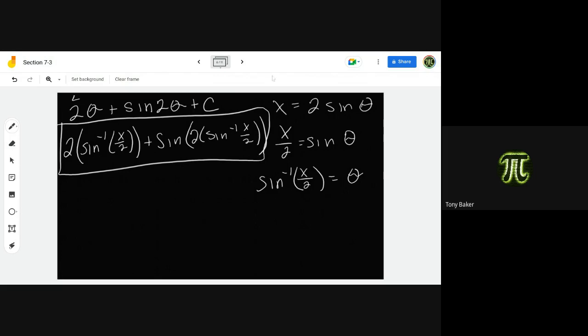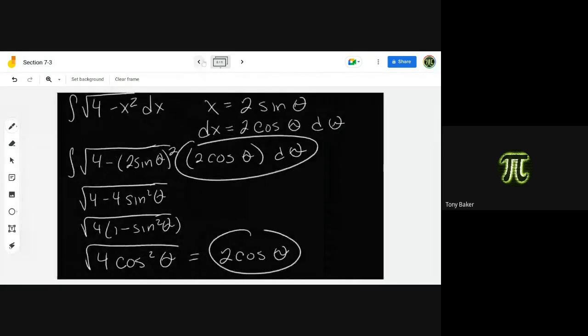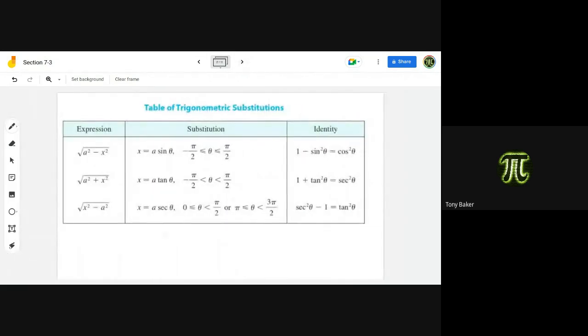The key piece, though, is what do you make x? You have to make x something that's going to work out for you. So the main part of this whole thing is figuring out what x is going to be, and that's going to be based on what you have in the problem to start with. And that's what this slide shows you.